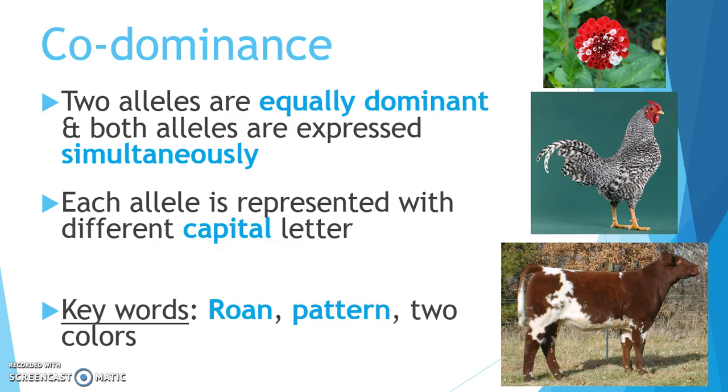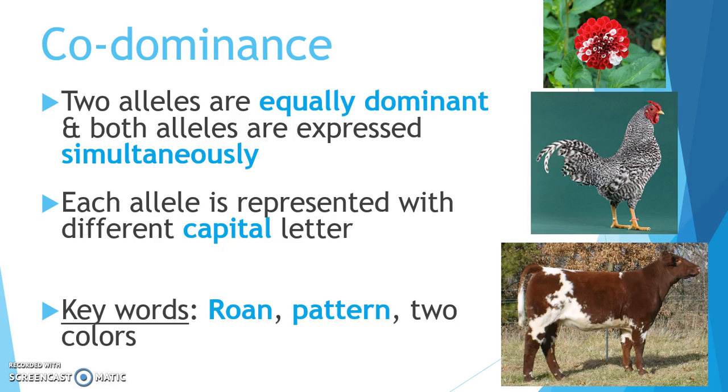And because of that, you often see a pattern forming with the organisms. Like this cow has brown and white spots, and this chicken has black and white feathers, and this flower has red and white petals. Since you can see both traits expressed simultaneously, they are codominant. Like if you were to have co-captains of a team, they're both present on the team, they're both representing the team simultaneously. And that's what's going on here.